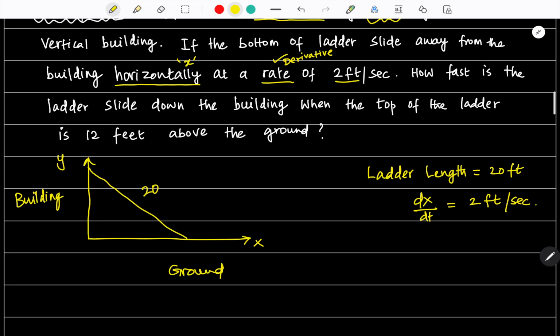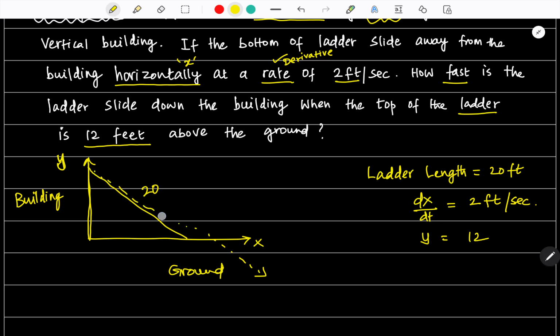How fast is the ladder sliding down the building when the top of the ladder is 12 feet? This is the top of the ladder. So y is equal to how much? 12, right? When the top of the ladder is 12 feet, y is equal to 12.